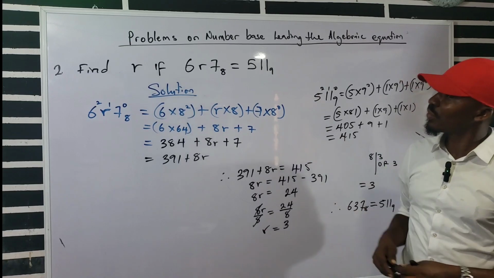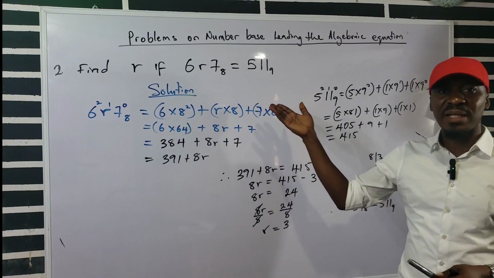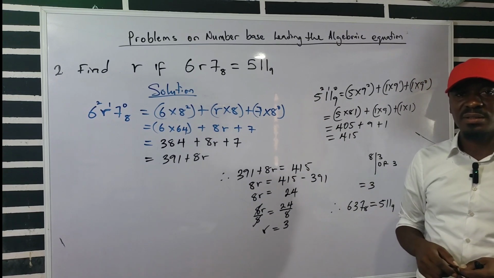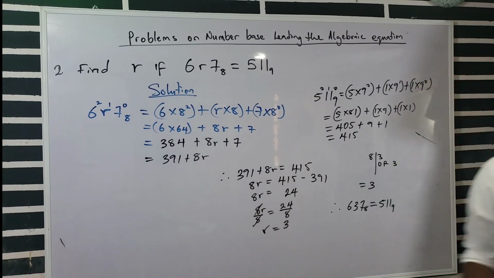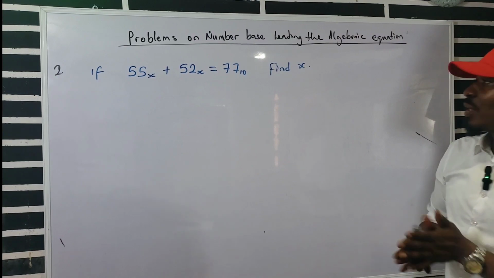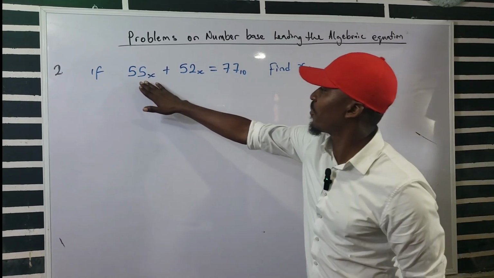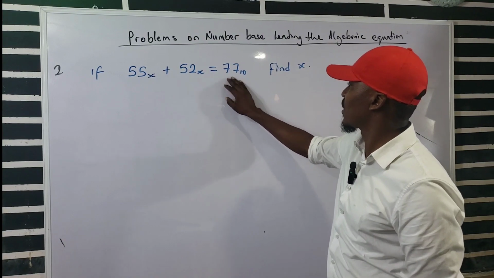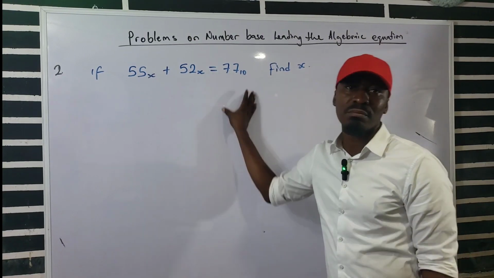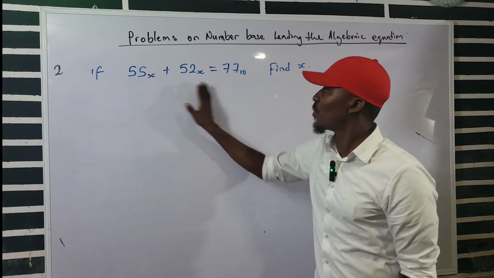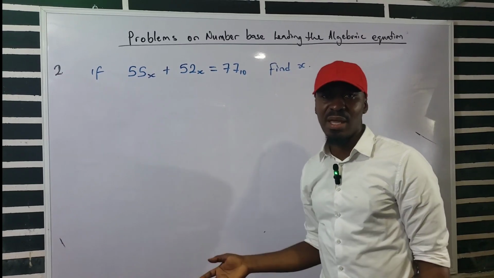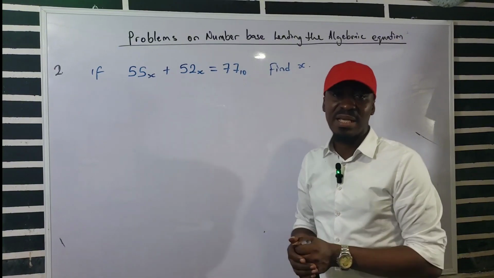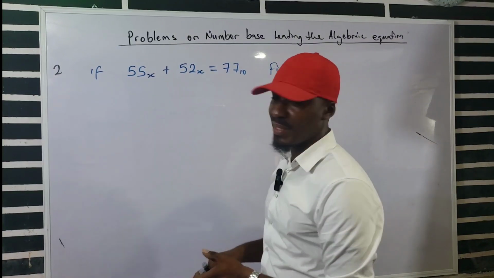Okay, so let's go to example number 3 of a different kind, not exactly this type of question. Let's look at something different. Okay, so we have 55 in base x plus 52 in base x equals 77 in base 10. It's already in base 10. So convert these two numbers to base 10, you add them and equate to 77. As simple as that.